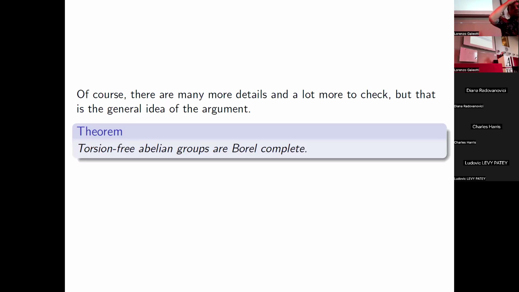So of course, there are lots more details to check, but maybe that's a general idea of the argument. If you want to go read it yourself, you can keep that in mind and look for the hints of where those kinds of things are happening, and the huge monstrosity that it is.